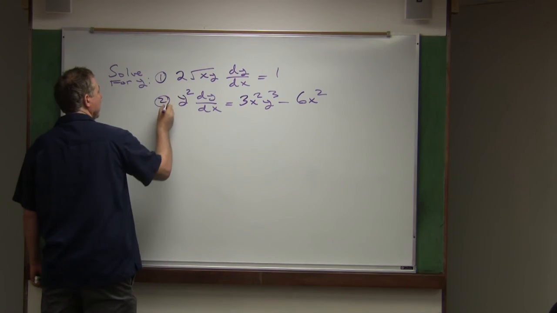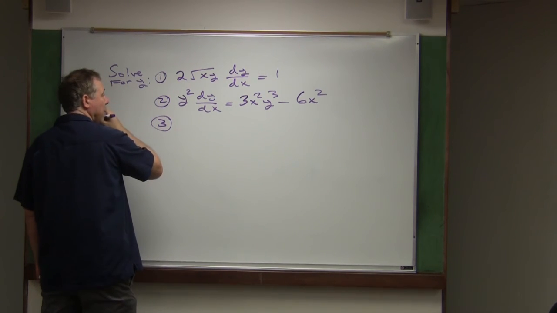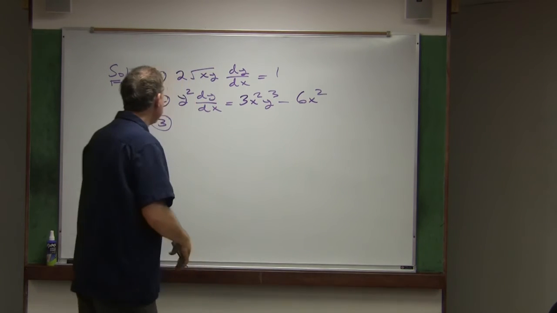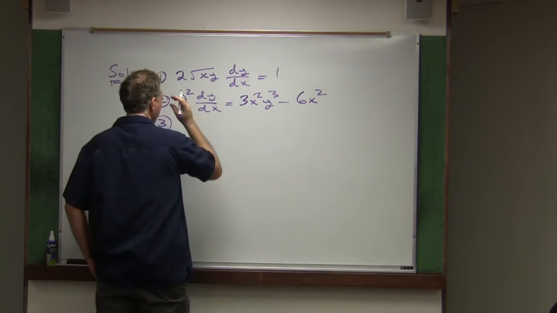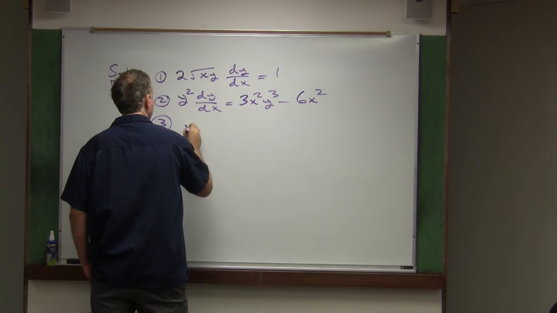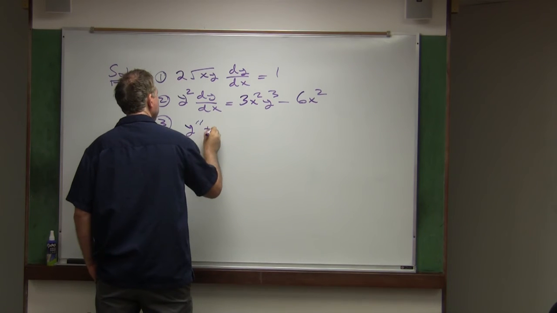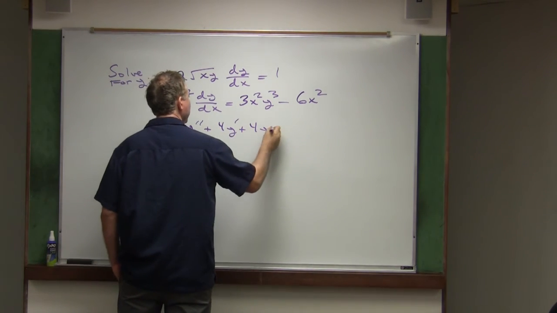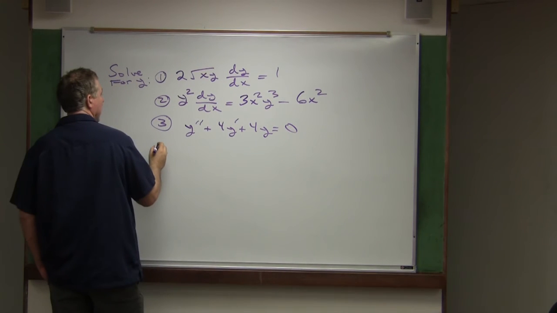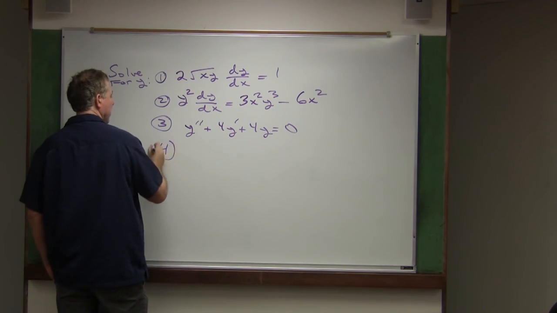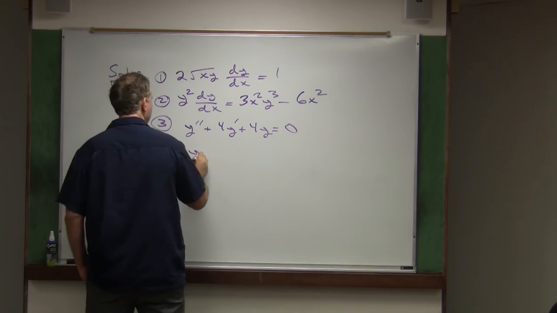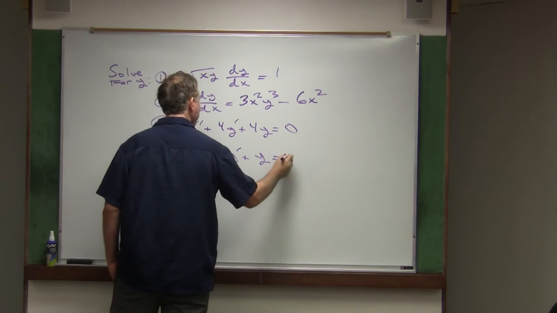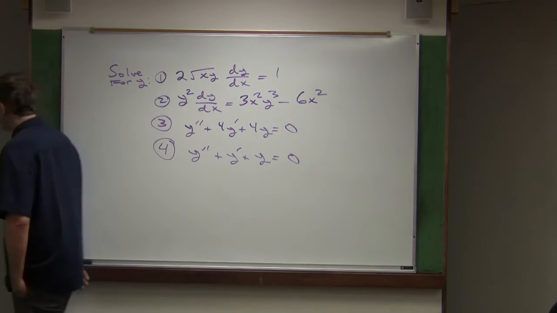And then I'll give you two of these, so we'll do the other two cases to get you to practice. So maybe y double prime plus 4y prime plus 4y equals 0, solve this, and solve this one: y double prime plus y prime plus y equals 0. Solve these.